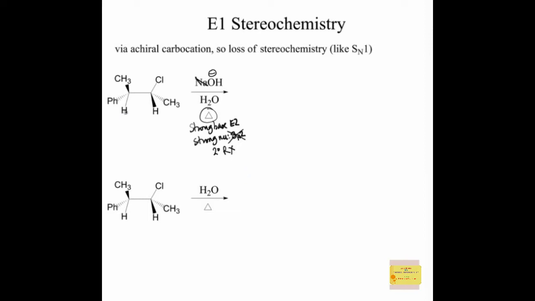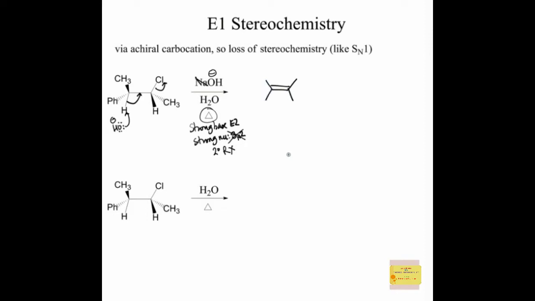Okay, and we've conveniently drawn it already so that the hydrogen and the leaving group are anti-coplanar. So we could come right out and we don't have to rotate at all. We could just take our hydroxide, grab the proton, form the pi bond, kick off our leaving group. That's going to give us an alkene product.